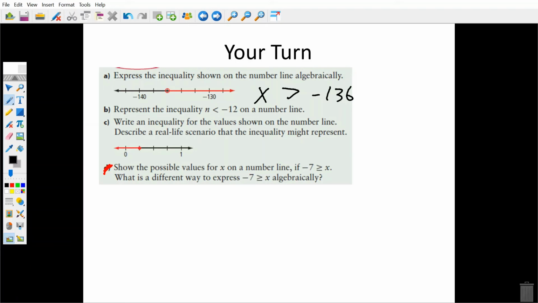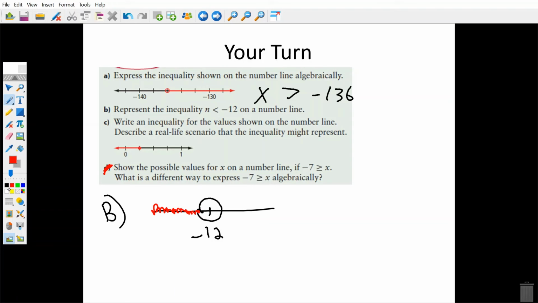Okay, for part B, I'll do B down here. It says represent n is less than negative 12 on a number line. So I put down negative 12. It is less than. Less than means I'm going to the left, like so. It's not equal to, so I'm not going to color in the circle.